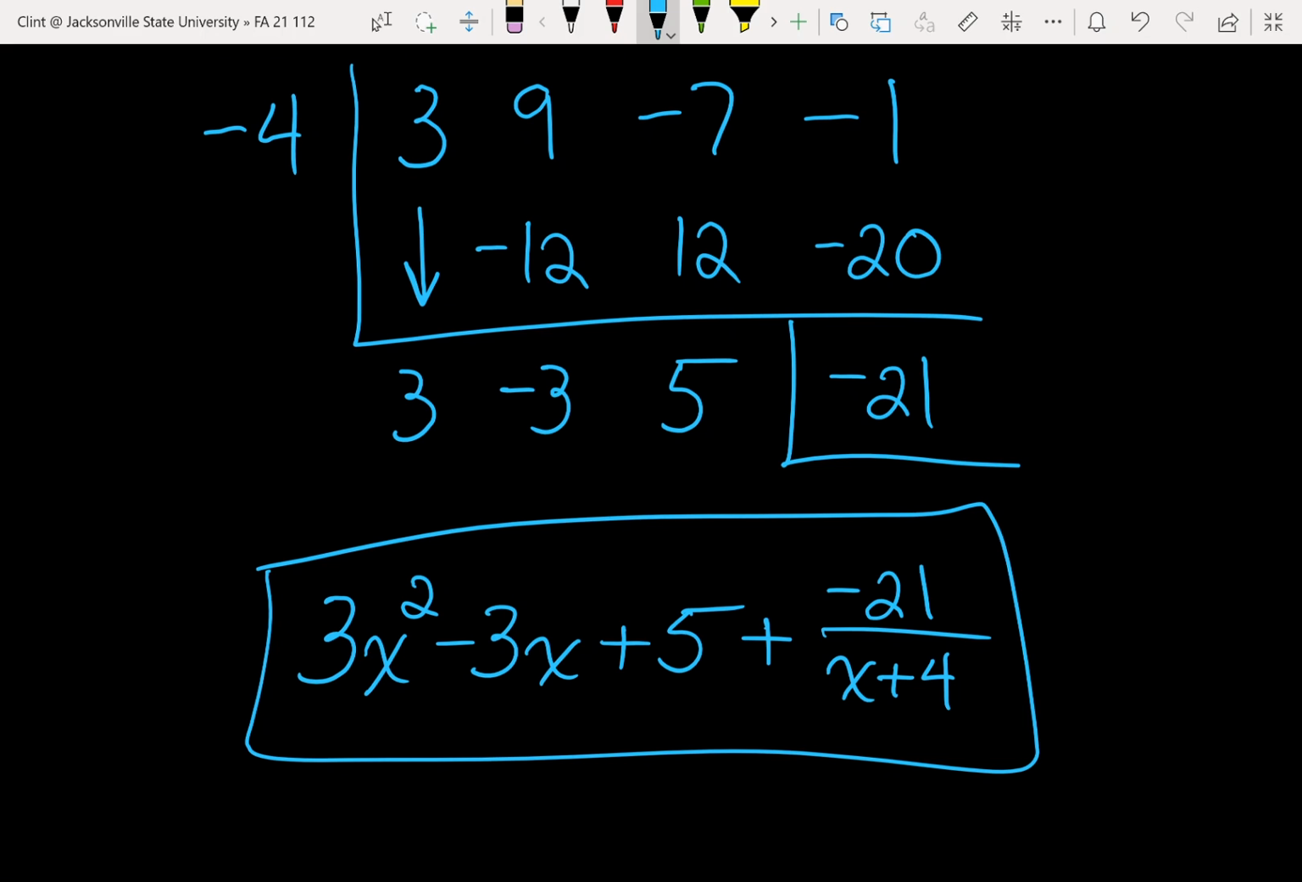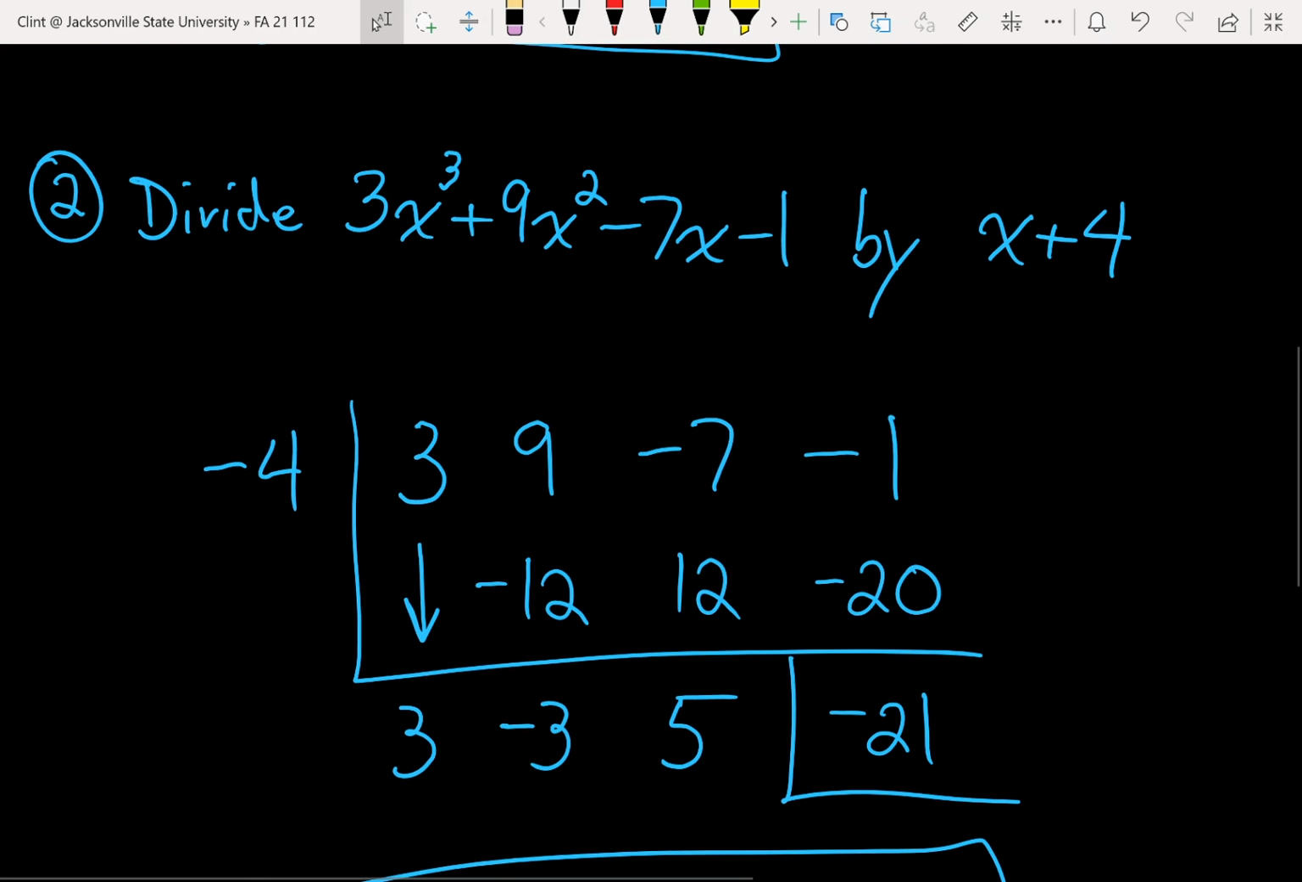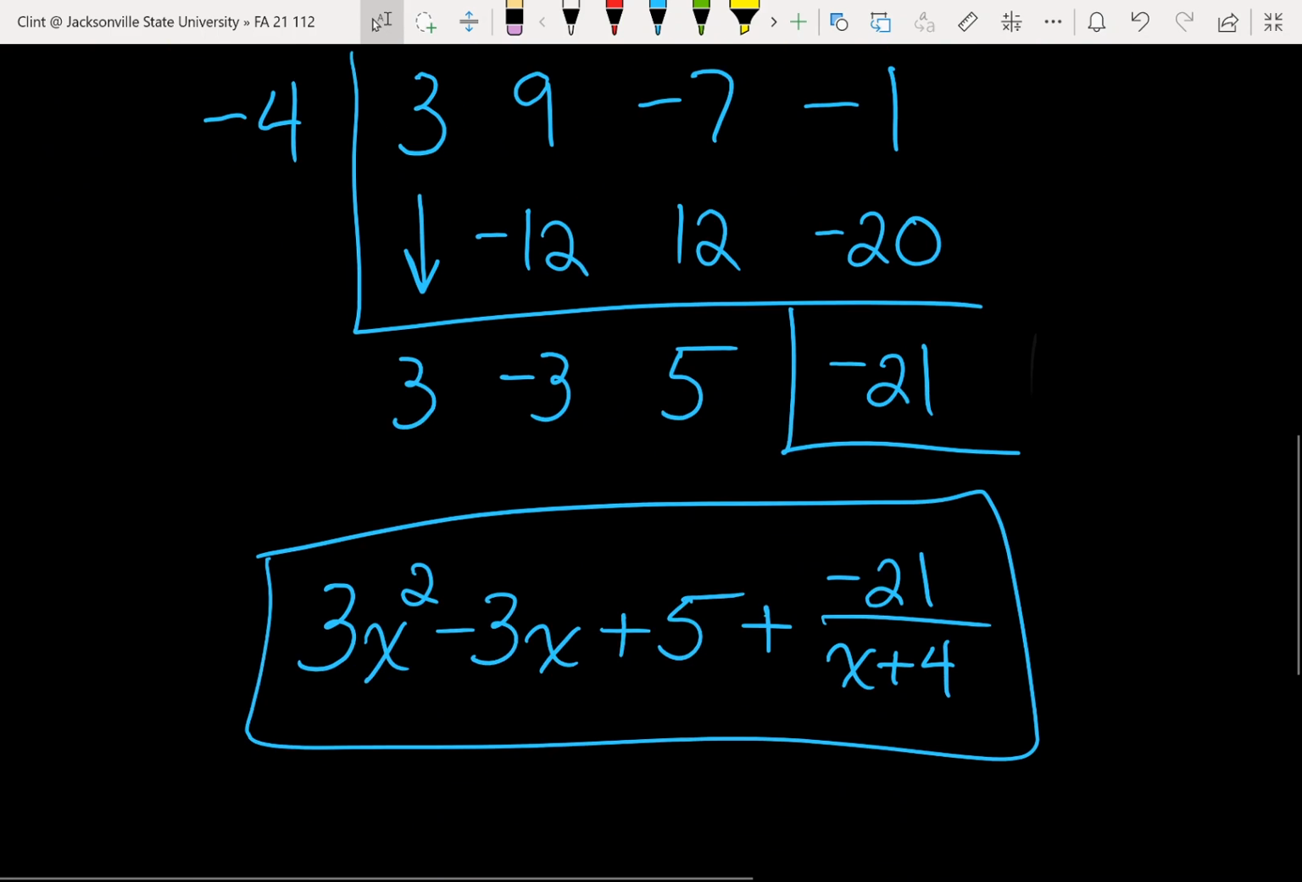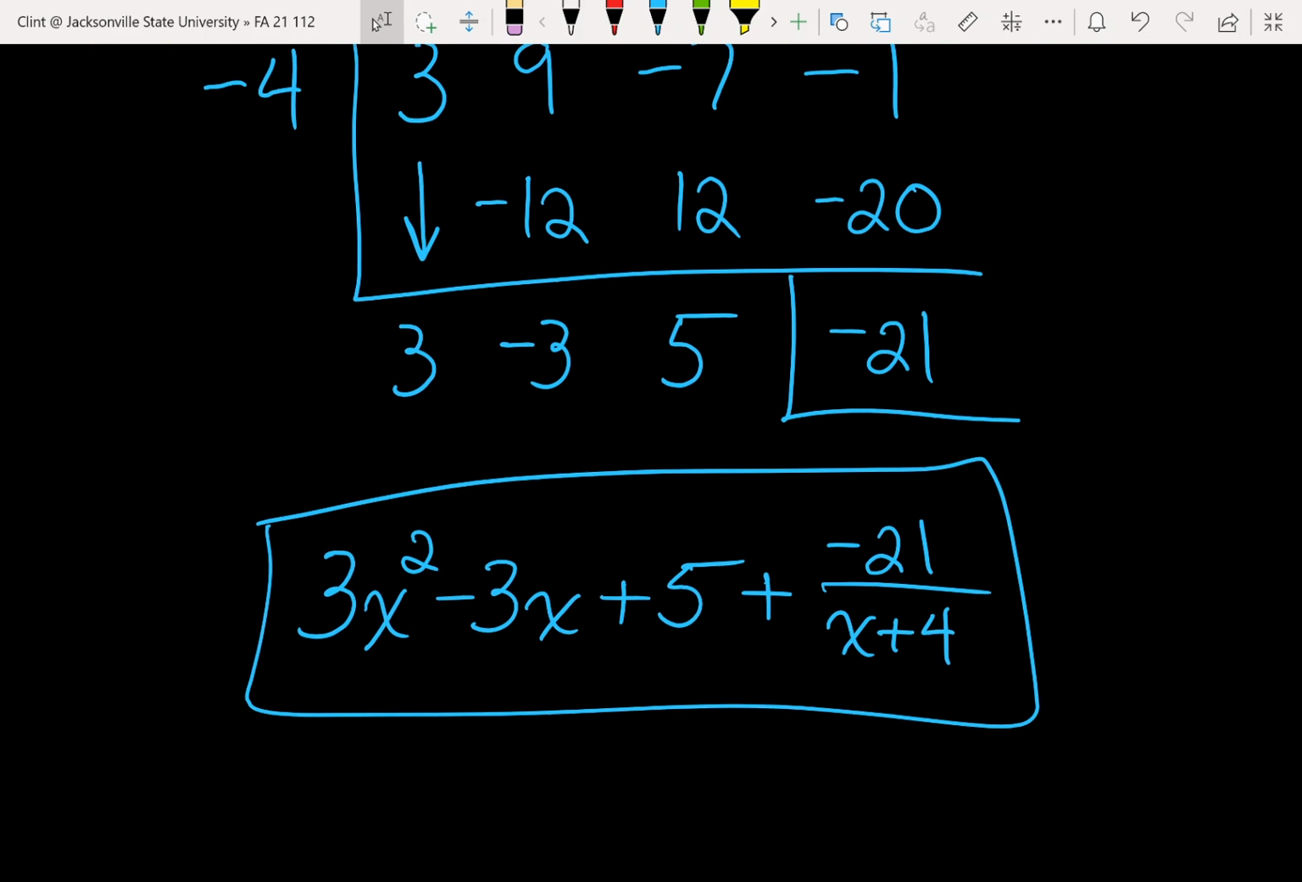Questions on synthetic? All right, so the thing we were dividing, our dividend, its degree was 3, right? It started out x cubed, so the answer is always going to start off 1 less. Since we started with a third power, our answer is going to start with second power. It's true anytime you do synthetic division.